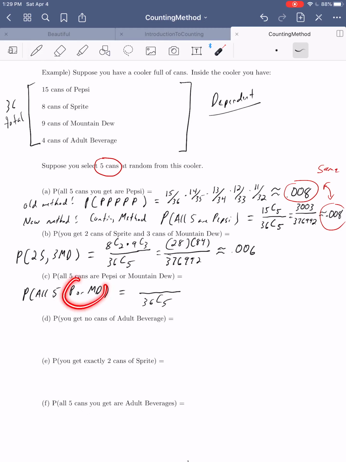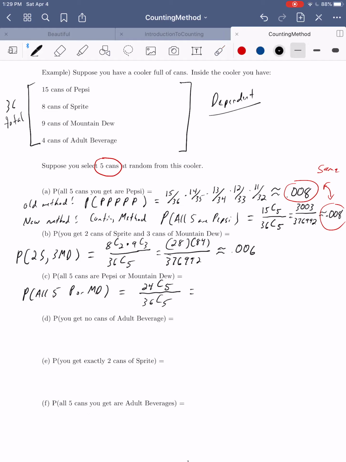All right, we want them to be Pepsis or Mountain Dews. We don't care which one, so we can just combine those together. There's 15 Pepsis, there's 9 cans of Mountain Dew. That makes 24 cans overall. So 24C5. Why C5? Well, because we're always choosing 5 cans and we need all 5 to be Pepsis or Mountain Dew. So we can go ahead and calculate that.